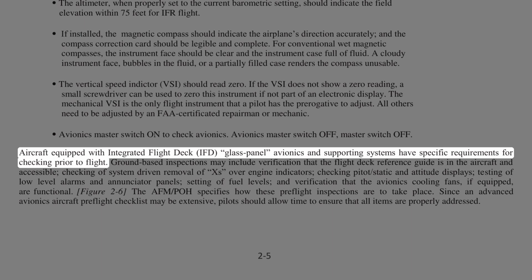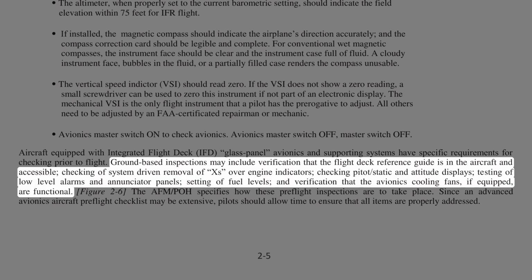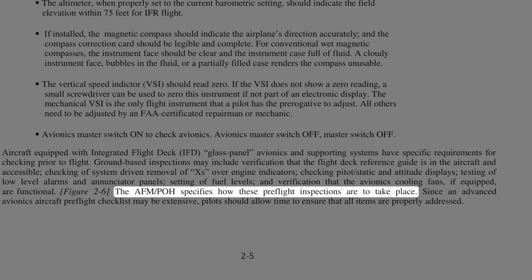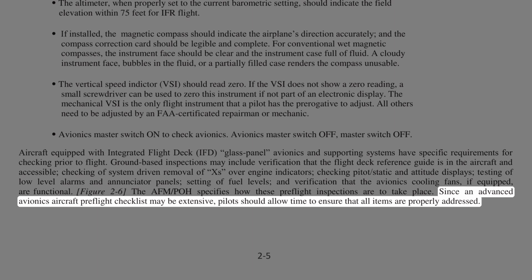Aircraft equipped with integrated flight deck, IFD, glass panel avionics and supporting systems have specific requirements for checking prior to flight. Ground-based inspections may include verification that the flight deck reference guide is in the aircraft and accessible, checking of system-driven removal of X's over engine indicators, checking pitot, static and attitude displays, testing of low-level alarms and annunciator panels, setting of fuel levels, and verification that the avionics cooling fans, if equipped, are functional. The AFM-POH specifies how these pre-flight inspections are to take place. Since an advanced avionics aircraft pre-flight checklist may be extensive, pilots should allow time to ensure that all items are properly addressed.